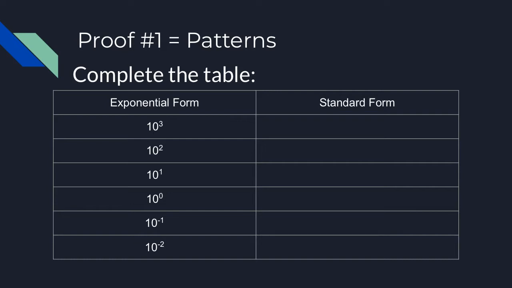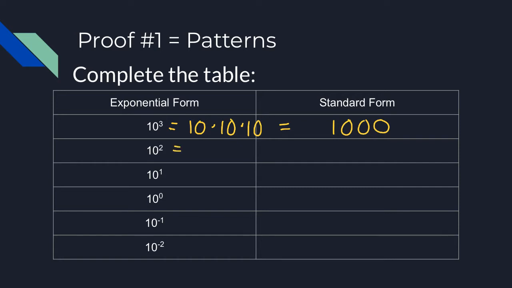One is patterns, which is this slide, and the other two are sort of a review of other things we've dealt with. So if we look at our table, I have 10 to a power in exponential form on the left, and then we're going to put it into standard form. So just a reminder, 10 to the third power means I have 10 once, times 10 twice, times 10 three times, which equals 1,000.